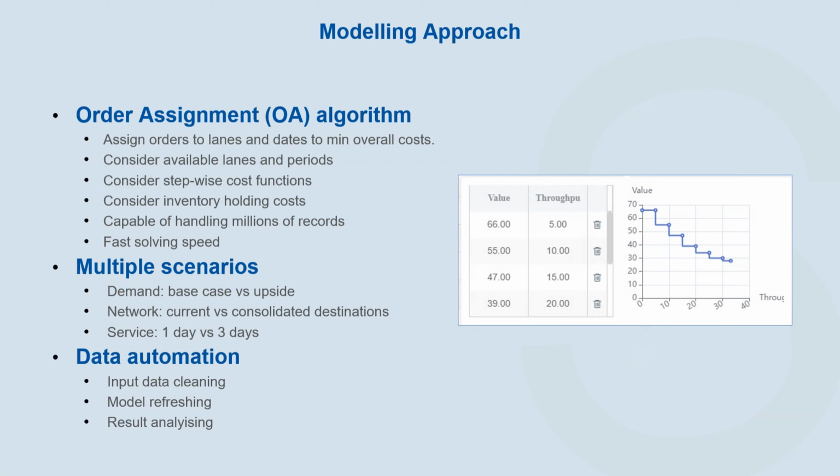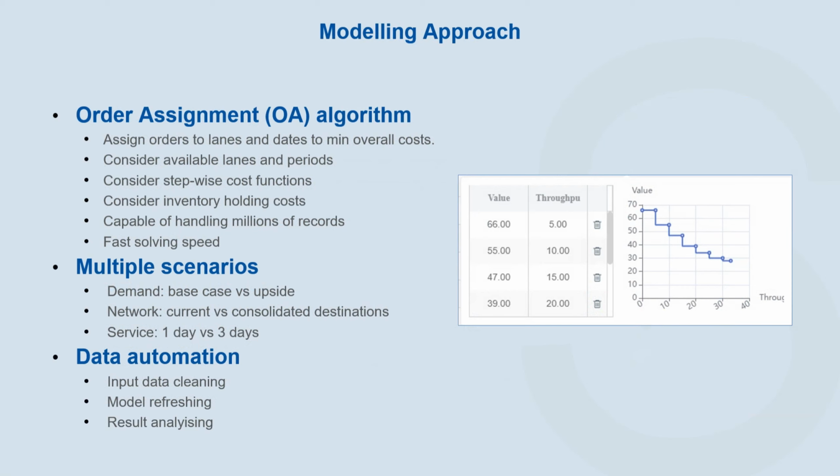Let's talk about the modeling approach. The Sophus AR team has successfully developed a new algorithm specifically designed to optimize the allocation of shipment orders to lanes and dates, with the goal of minimizing total supply chain costs. This algorithm takes into account various factors, including the available lanes at the source and destination, as well as the specific period in which shipments are to be made. It also considers the potential delivery window for each individual shipment order.